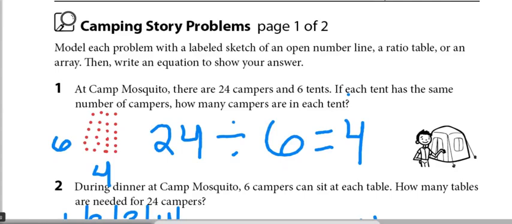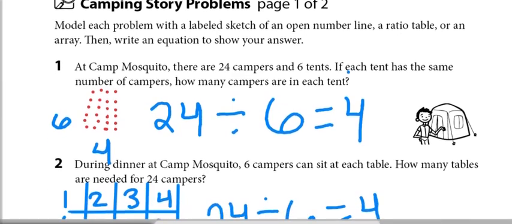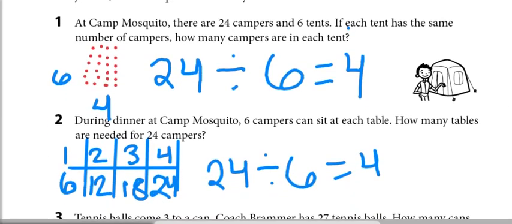Looking at the camping story problems on number one and number two of that page, these are the problems that we recently just practiced. As number one says, at Camp Mosquito, there are 24 campers and 6 tents. If each tent has the same number of campers, how many campers are in each tent?